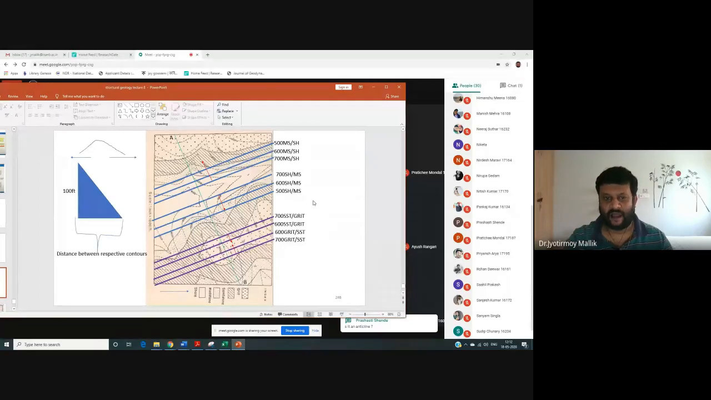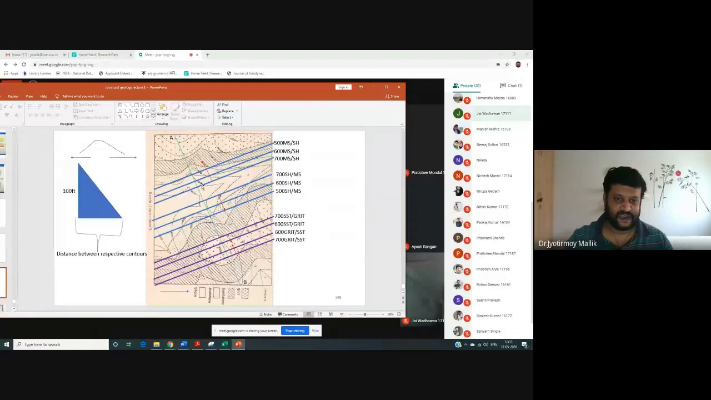Yeah, more or less. We exactly don't know. I mean, we can say it's an antiform, right? So this is an antiform because they are closing upward, of course, right?